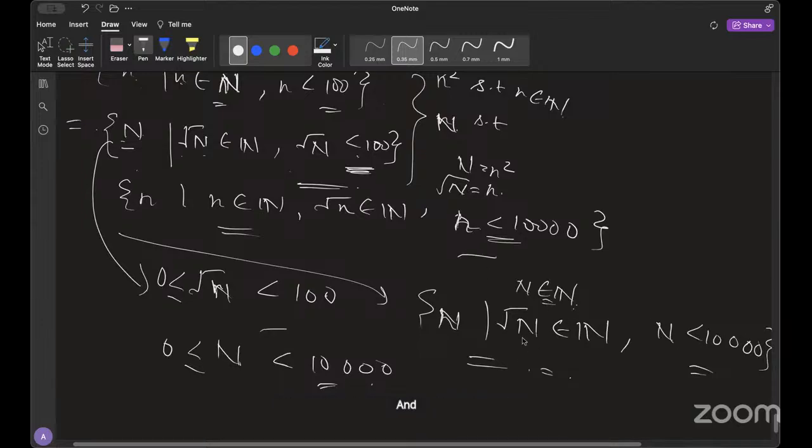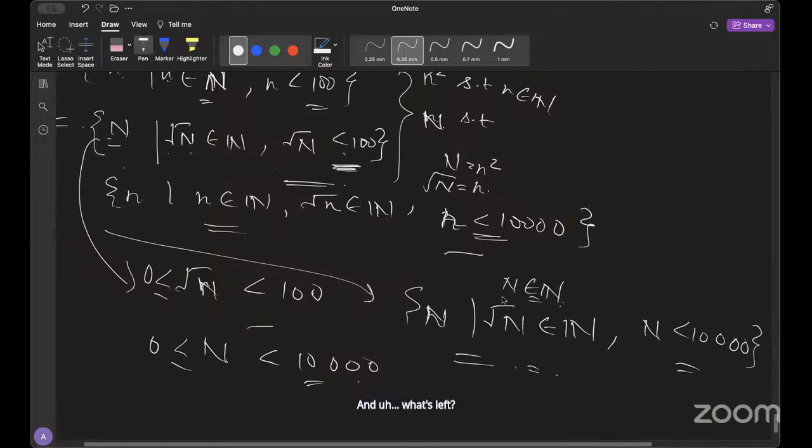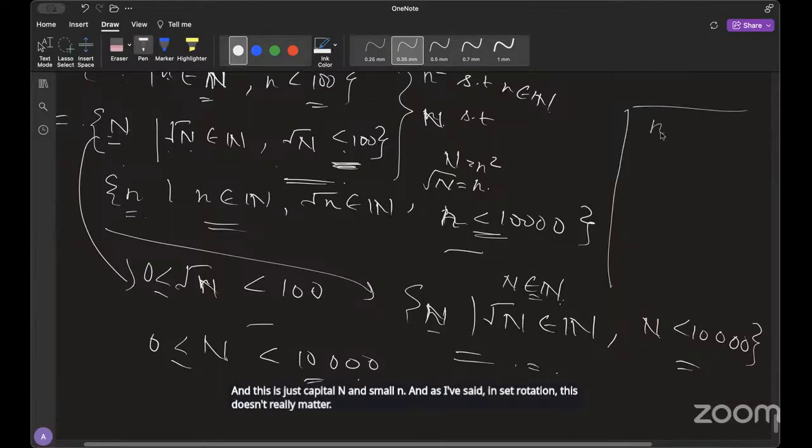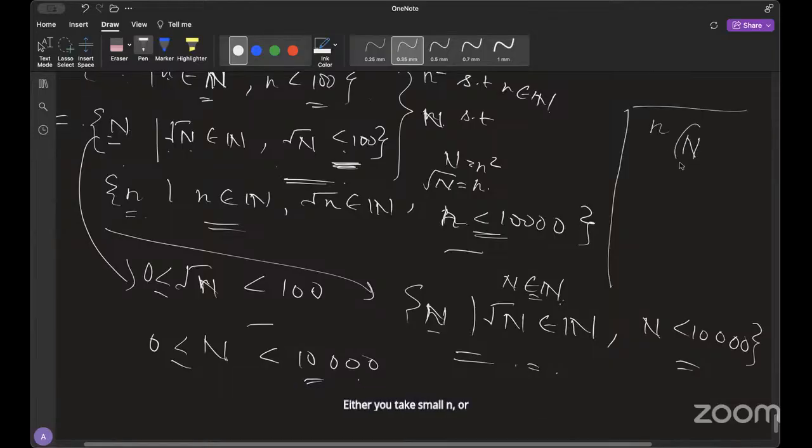And what's left is just capital N and small n. As I've said, in set notation this doesn't really matter. Either you take small n or you take capital N, because this is just a variable. It doesn't matter what you take.